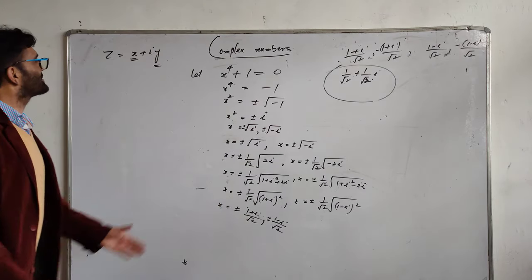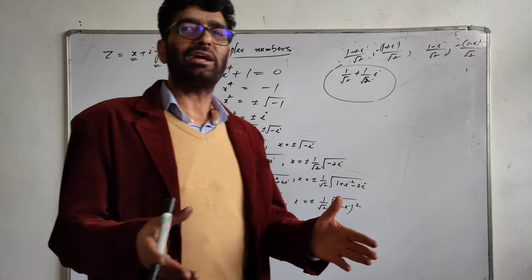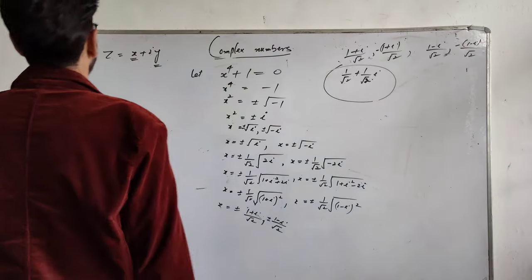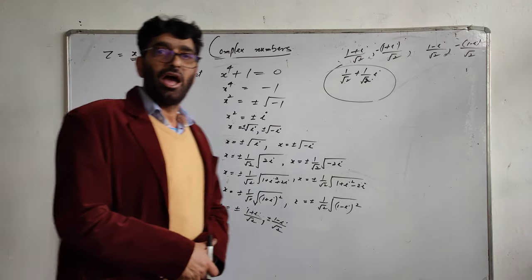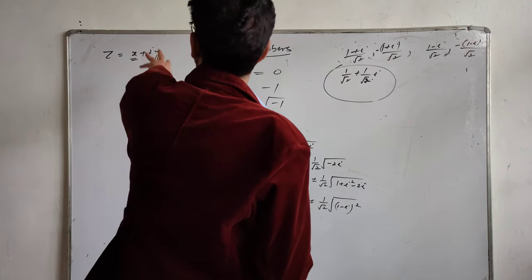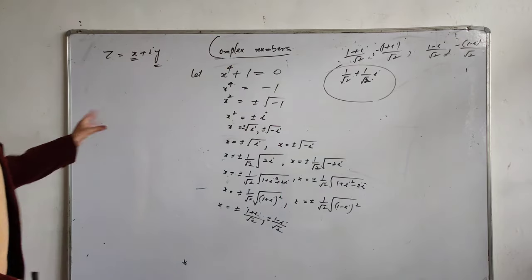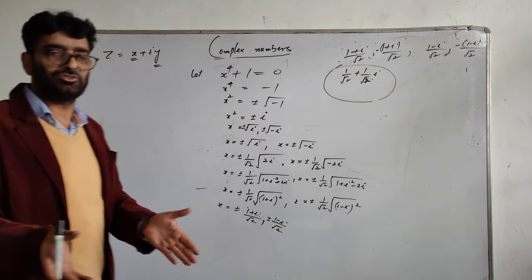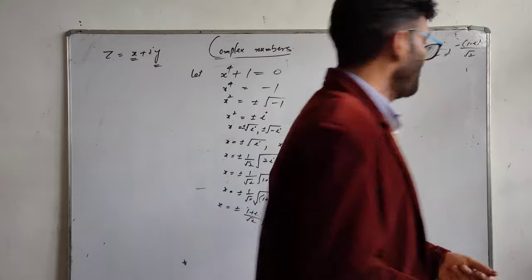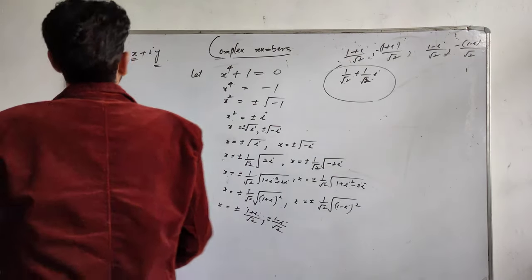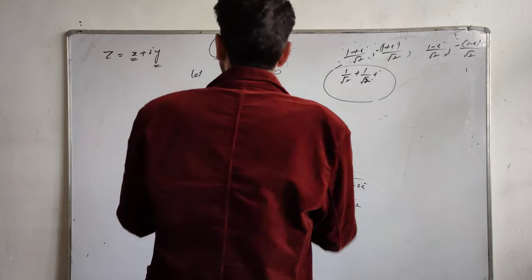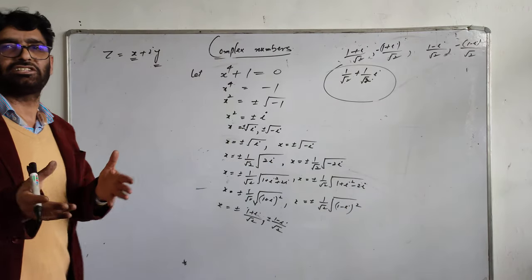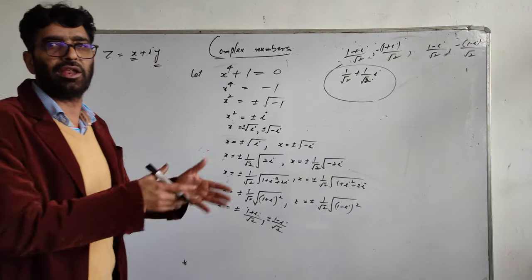Now, let us go to the algebra of complex numbers. First of all, one thing should be kept in view: the order axiom, which was given by Richard Dedekind for real numbers. That is, A greater than B, B greater than C, then A is greater than C.